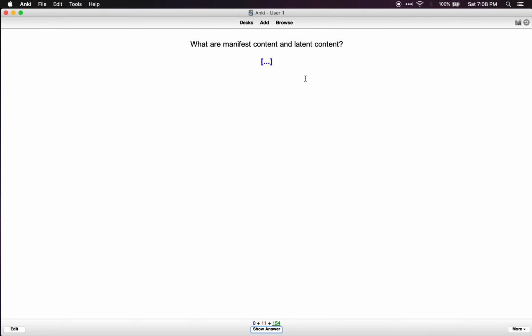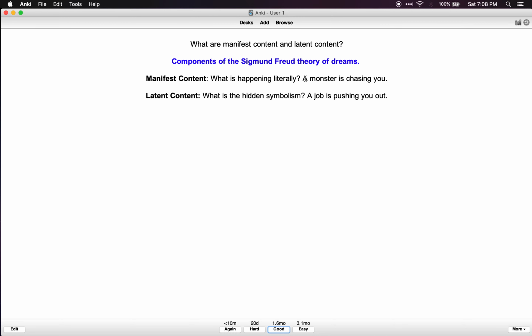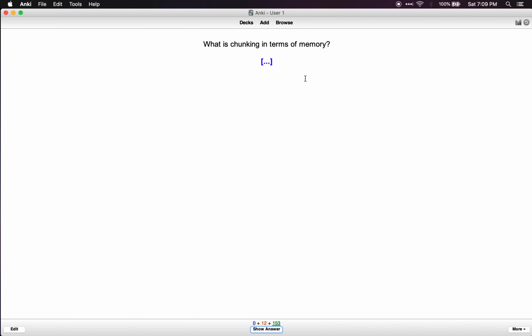What is manifest content and latent content? They're components of Sigmund Freud's theory of dreams. Manifest content is what literally happened, and latent content is the hidden symbolism.